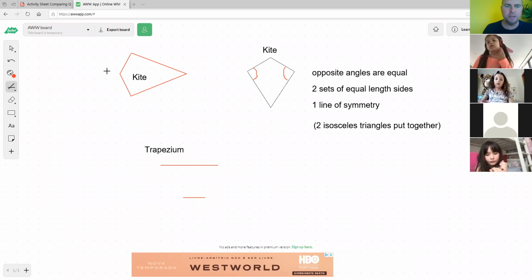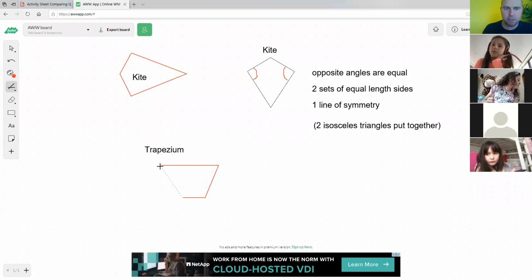Remember, parallel lines do not touch. And then all we do is we link up the lines. So we just join them up like this. And that will give us our standard trapezium.